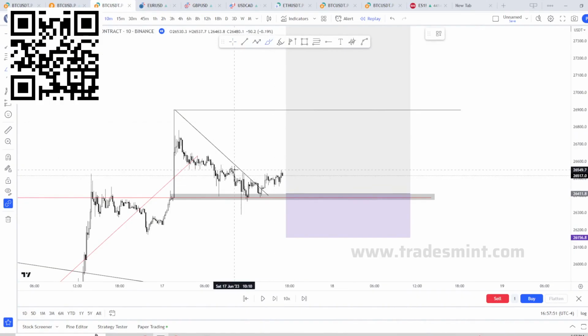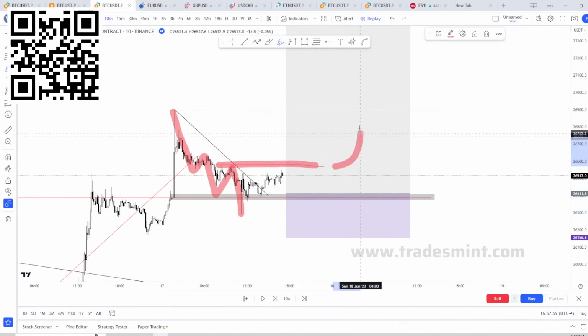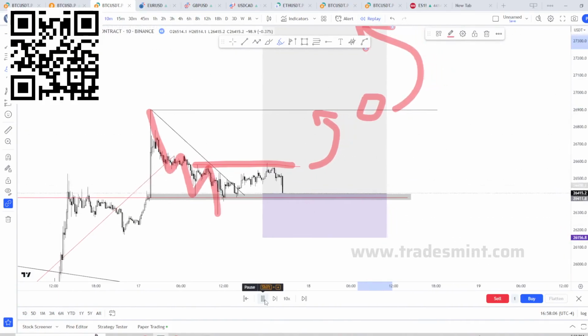So what do we need to break? Well, we need to break this high. So if we drew structure down, we have down, up, down, right? Breaking that high means we're probably coming to that high. Breaking this high means we're coming up towards the larger liquidity trend line high.